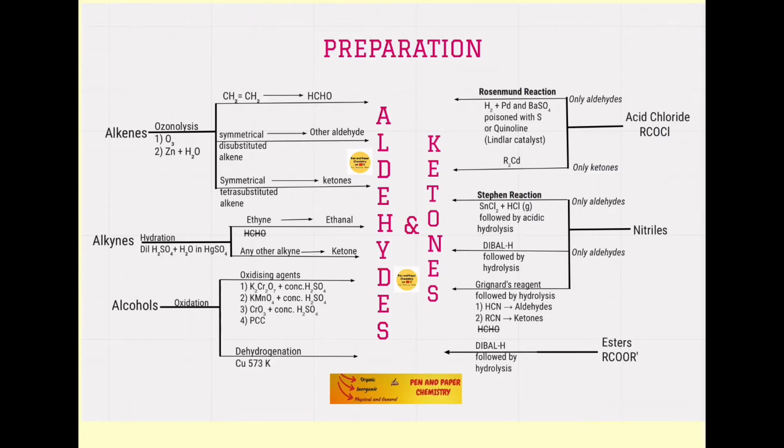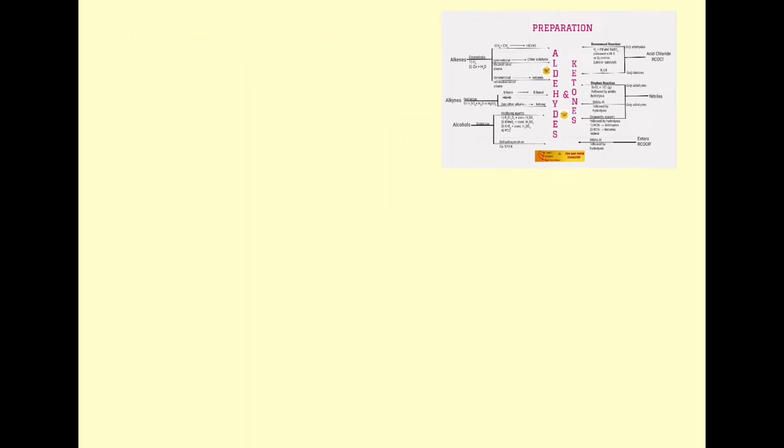Now using this flowchart, we've already covered the preparation from the left hand side of the compounds, that is alkenes, alkynes and alcohols. Today we are going to move across to acid chloride, nitriles and maybe esters. So we should be able to complete the preparation. What we have to do next is pick up this flowchart and keep it at the right so that we can refer to it easily.